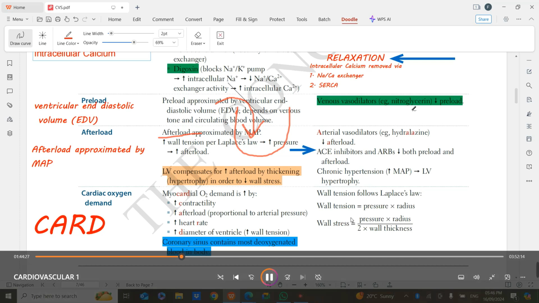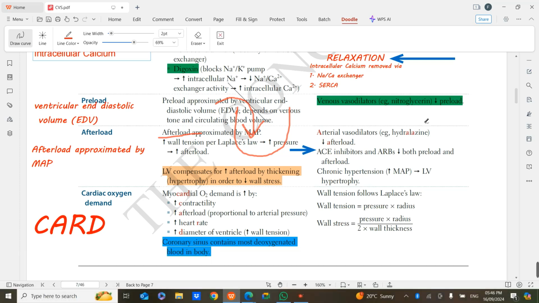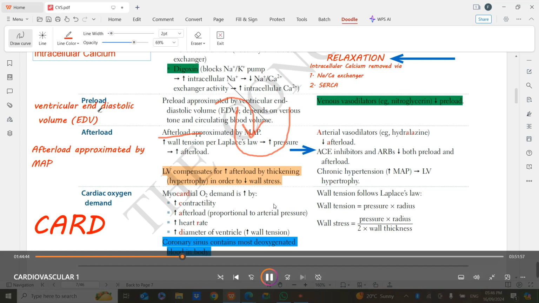And that is nitrate, nitroglycerin. When you give it, those veins dilate. When they dilate, the blood will accumulate in them. It won't go to the heart. So you say preload will reduce. So that's just about the preload. Just a simple concept. We just want you to note briefly. It doesn't mean that you should sit down on this.